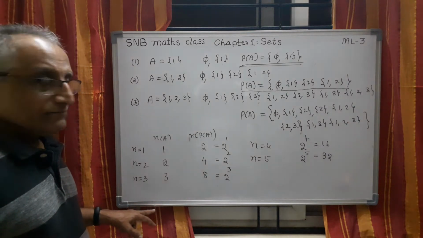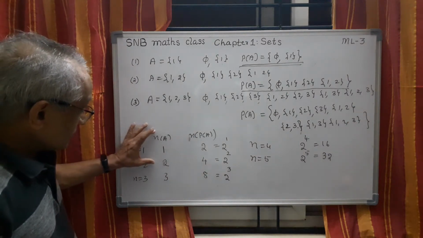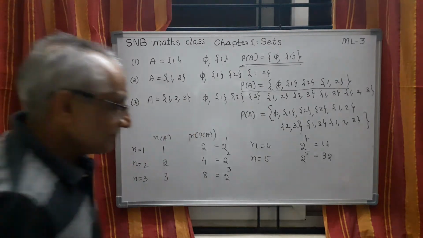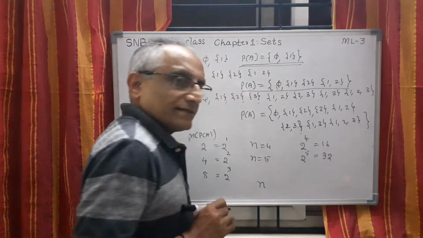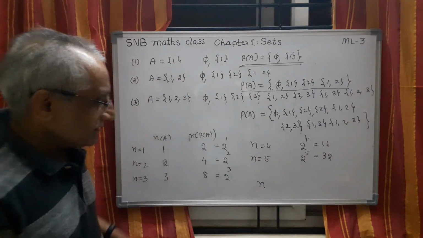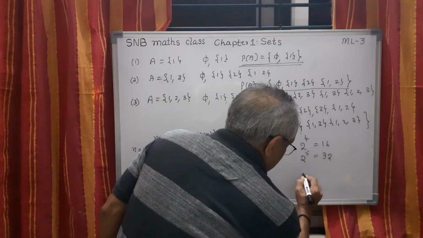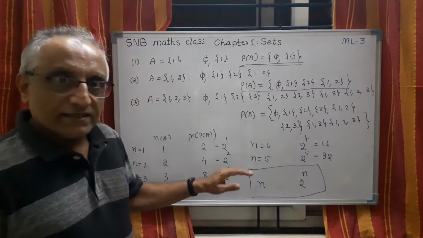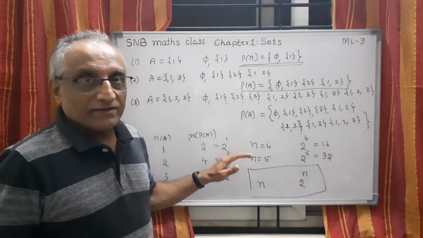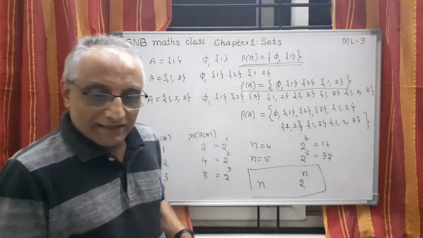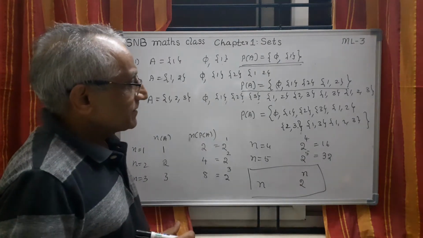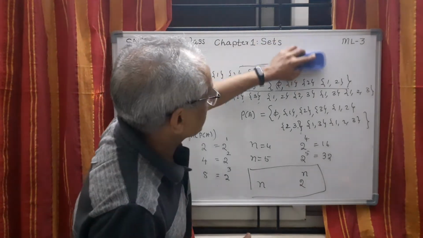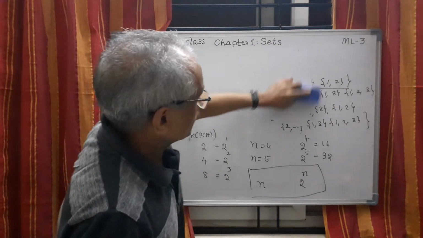This is the relation between the number of elements of a set and the number of elements of a power set. So this is the thing. In general, if you take n, that is the number of elements of A equal to n, the power set contains 2 power n elements. So this is the relation. Therefore, you can take it as a property. The property is, if a set contains n elements, then the power set contains 2 to the power n elements. Therefore, we can generalize and write it as a rule.